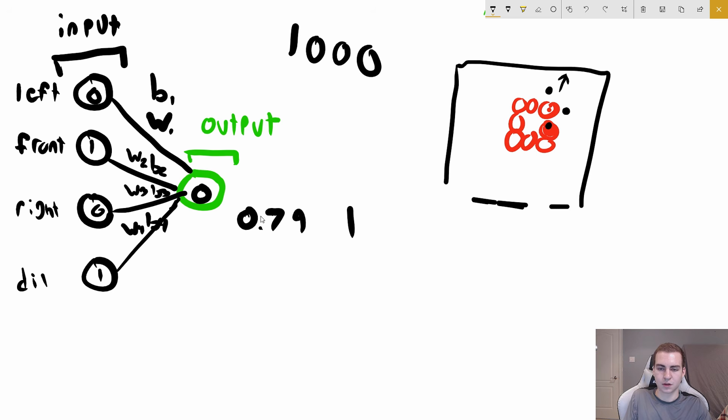But the thing is, what if we get like 0.85? Well, this is significantly better than 0.79, but this is only going to say that we were better by, what is this, 0.15. So we're still going to do a significant amount of adjusting to the weights and the biases. So what we need to do is apply a loss function to this that will give us a better degree of how wrong or how right we were.